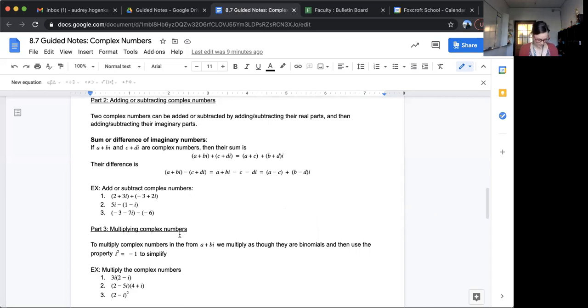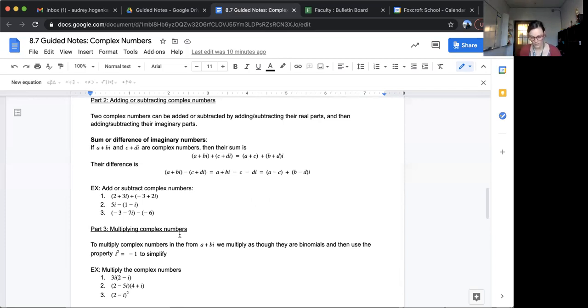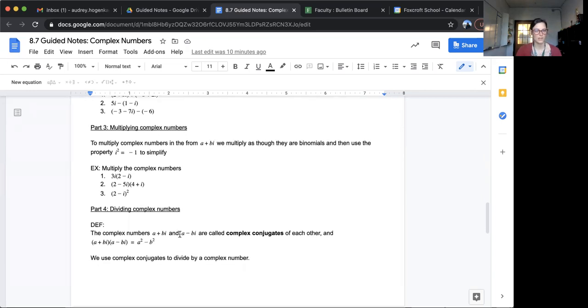Number three, we have negative 3 minus 7i minus negative 6. We can make that negative 3 minus 7i plus 6, since minus negative is plus. Basically you're just combining the real number parts and then the imaginary number parts. So negative 3 plus 6 is going to give me 3, and then minus 7i doesn't have anywhere to go, it just stays there. Okay, so adding and subtracting complex numbers, not too bad. You basically just remember that we break them into real parts plus or minus imaginary parts. Multiplying complex numbers is a little bit different.